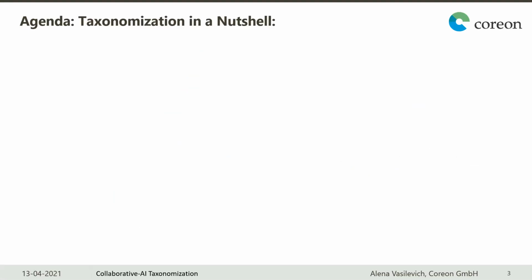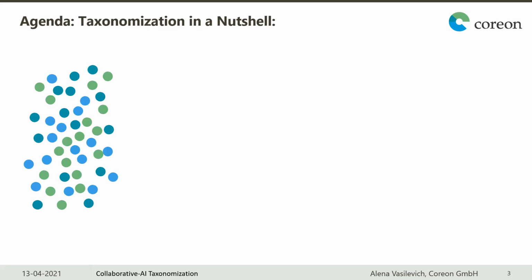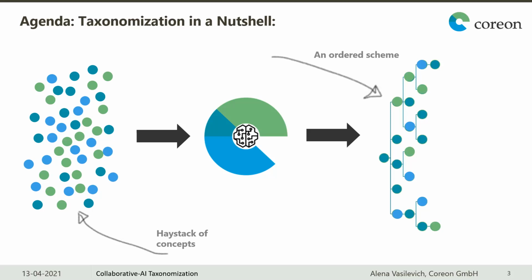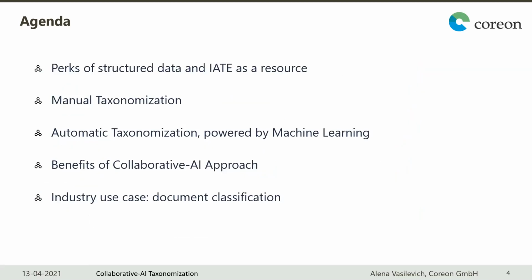So, in case you are not working in the NLP domain and never heard of taxonomies and need a visual clue what the talk is going to be about, here it is. I'll be talking about Coreon's strategy for converting an unstructured haystack of concepts into a structured, graph-like scheme, a taxonomy. In essence, we'll see how AI can lend taxonomists a hand in their daily work. I'll briefly introduce the resource we got for taxonomization and walk you through our study and two approaches that we chose to test. We'll talk about the benefits of our collaborative AI approach and briefly have a look at a typical industry scenario to show you how these drafted taxonomies can be leveraged in practice.